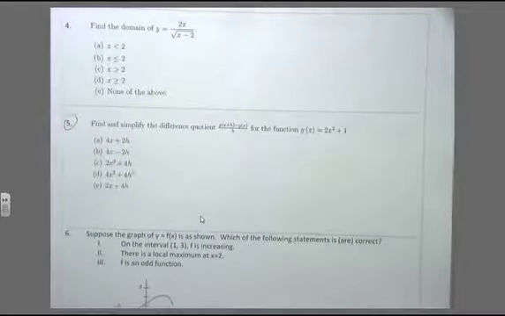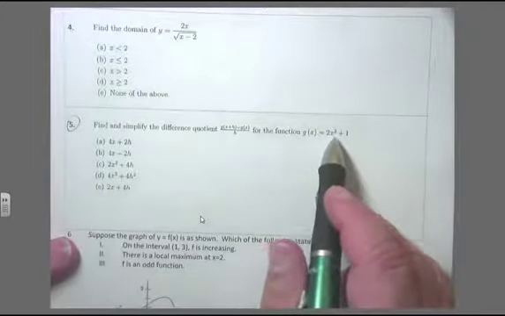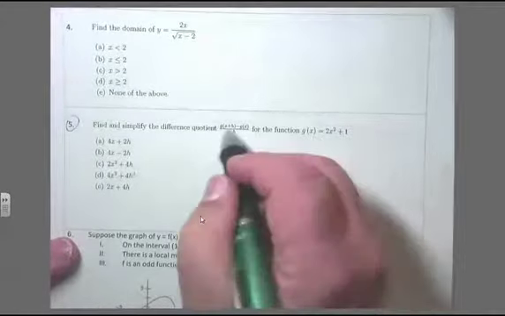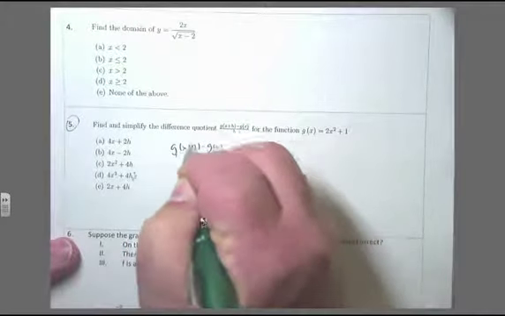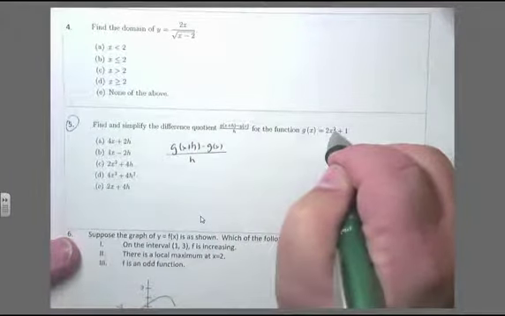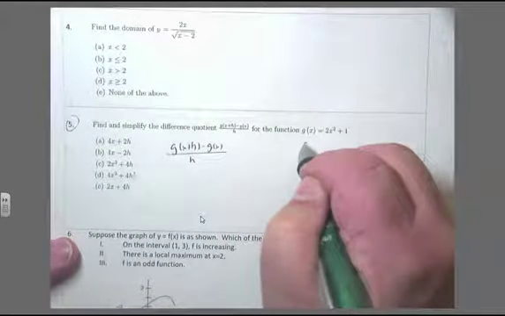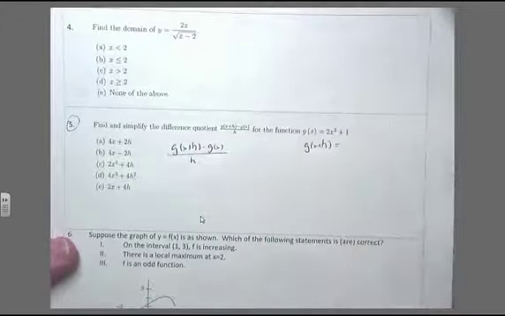Find and simplify the difference quotient. g of x plus h minus g of x all over h, with g of x being 2x squared plus 1. Well, remember, we're trying to find g of x plus h minus g of x all over h. If g of x is equal to 2x squared plus 1, what is g of x plus h equal to? According to the rules.